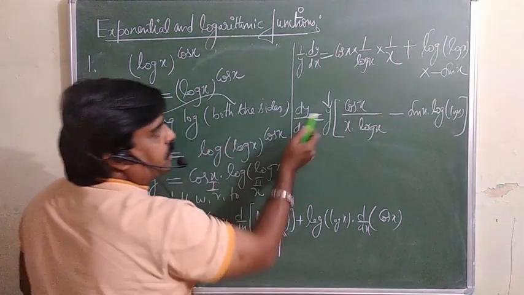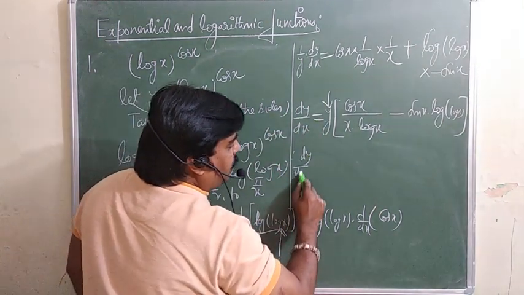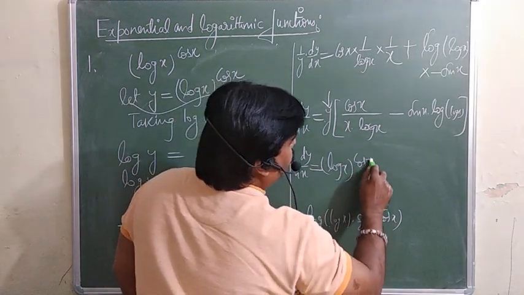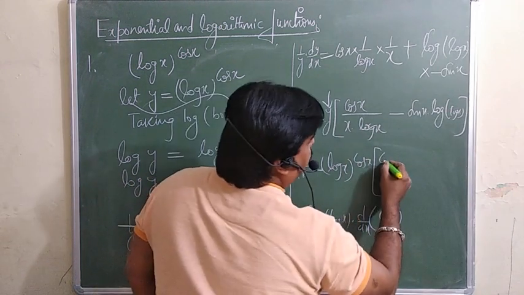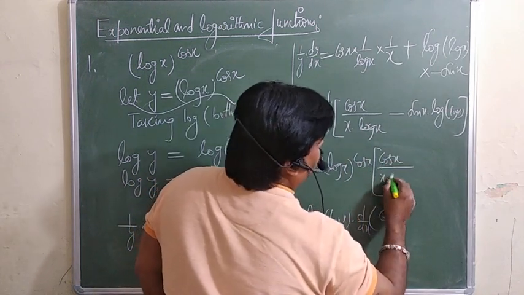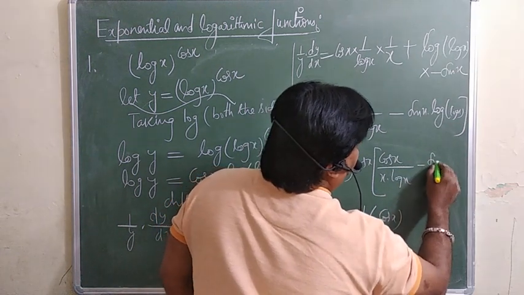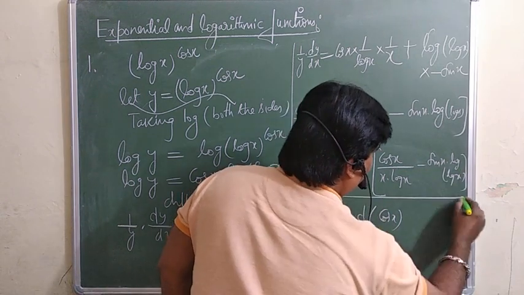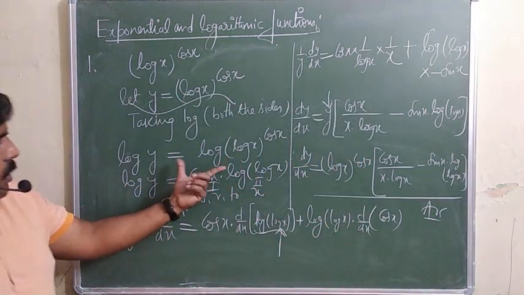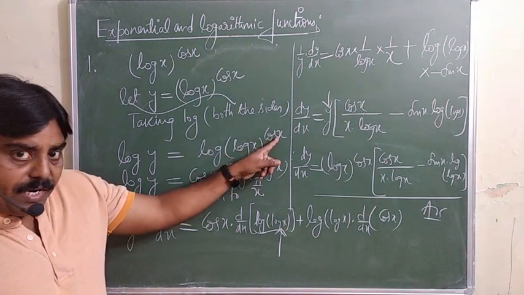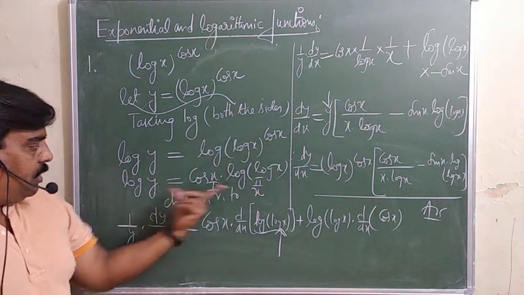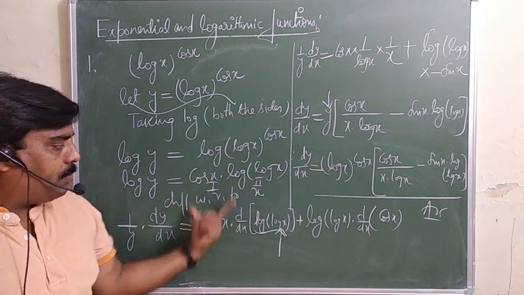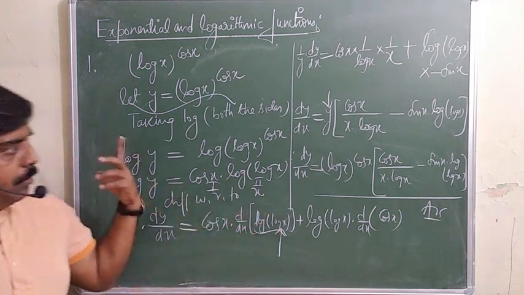Now you can put the value of y, because y was already assumed. Put the value of y here. So therefore dy over dx is equal to (log x) whole raised to power cos x, and the rest of the things will remain as it is: cos x over x log x minus sin x into log(log x), and this is your answer. Simply you apply first of all log m raised to power n is n log m. Then you find the derivative with respect to x. So first and second, product rule you have to apply, and apply the chain rule as well. Have a look.